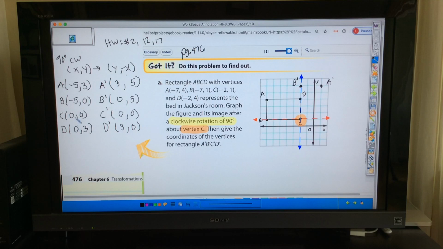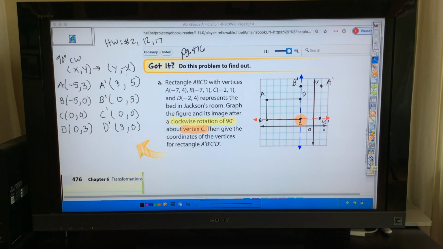B prime. C is still the origin. There you go. And then D prime is going to be located at (3, 0). So we're going to go to the right 3 times: 1, 2, 3. Vertically there is no change, so it's right there on our new axis. So D prime.